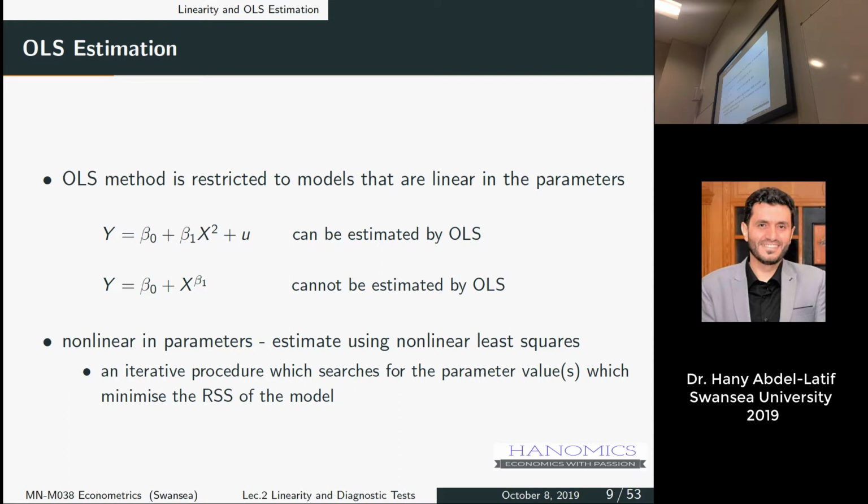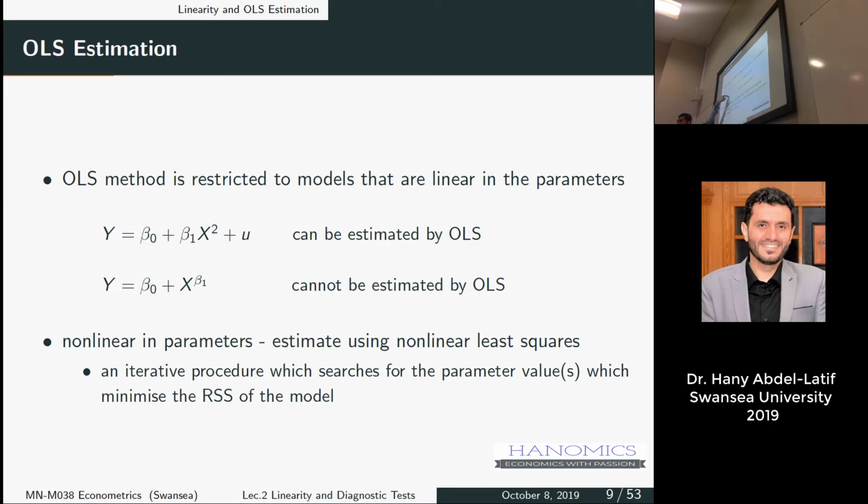So linear in variable or linear in parameter. With OLS, what we mean by linear, remember BLUE, means linearity in parameter. So the parameter is linear. In that case, this one is not a linear function. It's quadratic. You see x squared, but when you look at the betas, they are linear. So this one can be estimated by ordinary least squares.